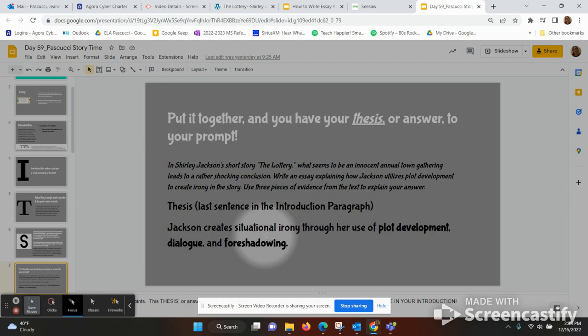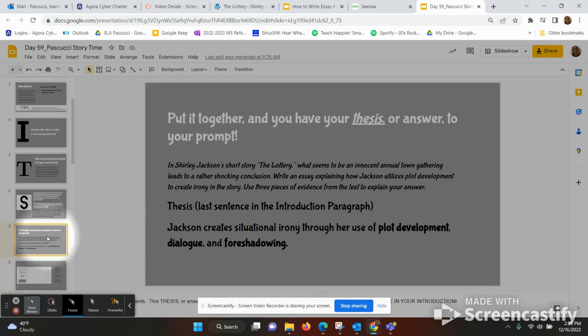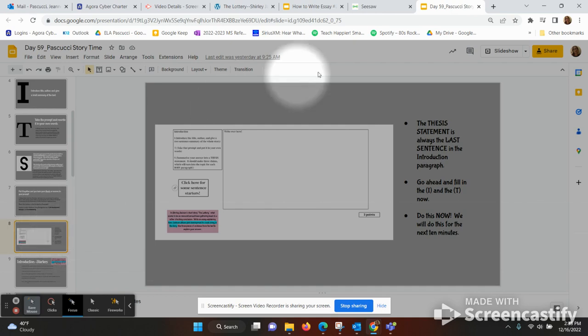And guess what, you guys? This is what our body paragraphs are going to be about. So we have our introduction, and then our body 1 about plot development, body 2 about dialogue, and body 3 about foreshadowing. Do you guys kind of see how when we get this together, it's kind of like our good roadmap for the rest?